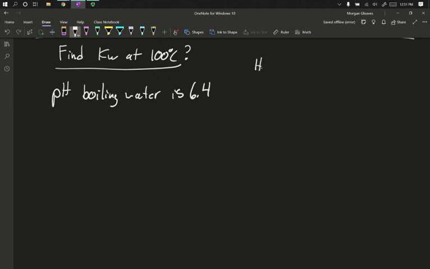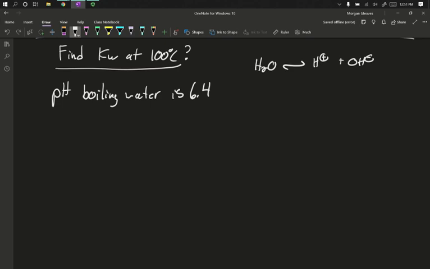Well, the reaction is still water breaking apart. We have nothing else in solution. We're just working with pure water here. So go ahead and use this info, see if you can figure out Kw at 100 degrees Celsius. Then unpause, come back, and we'll work through it.